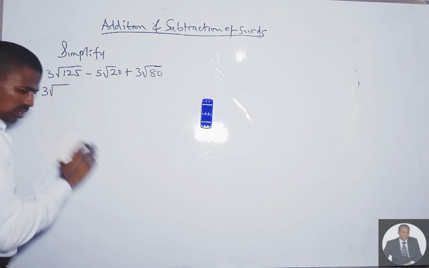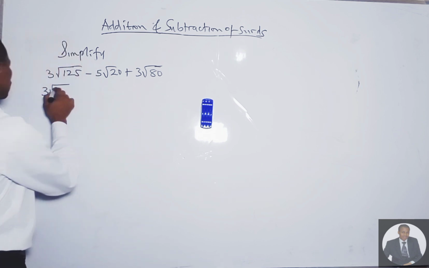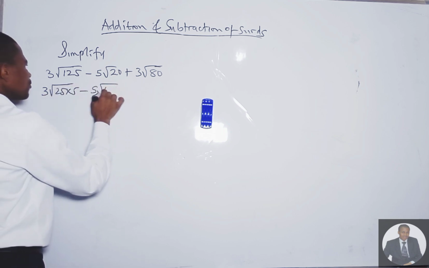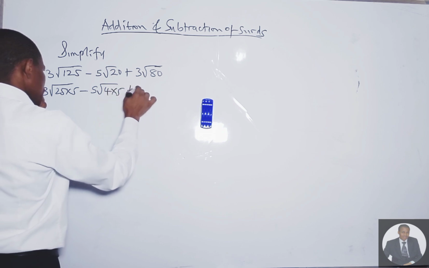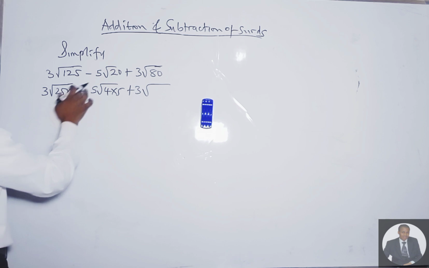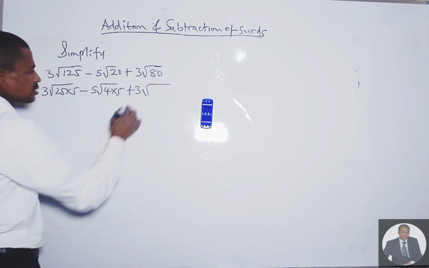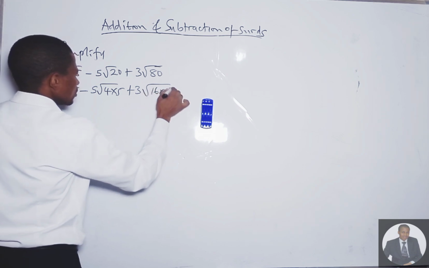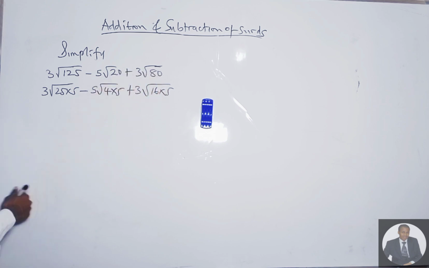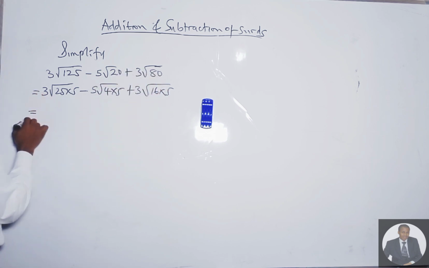3 root 125 minus 5 root 20. Then this gives us 25 times 5 minus 5, 4 times 5 plus 3. Now 5 is recurring here. So what can we multiply by 5 to give us 80? That's 16 times 5. So 16 times 5 will give us this. So root 5 is recurring here, which makes it easy for us to do.